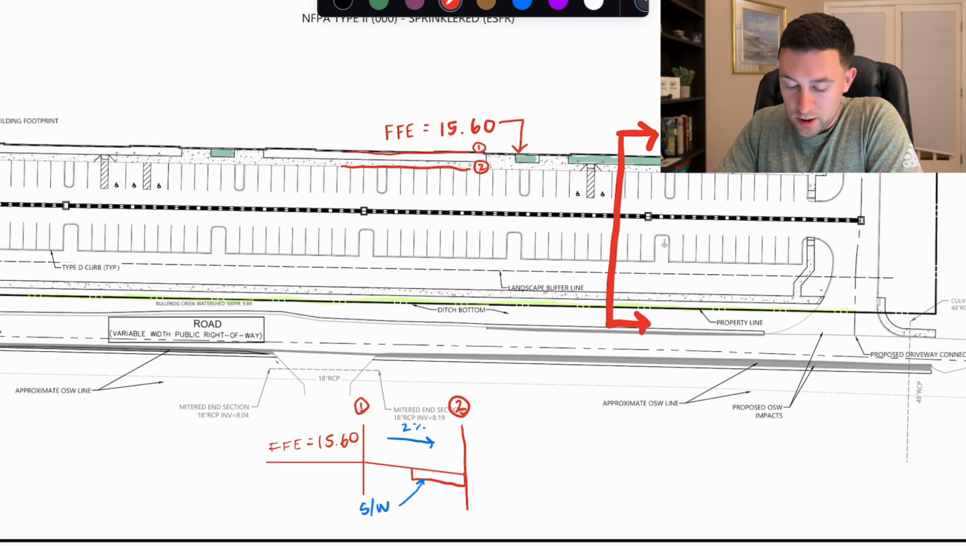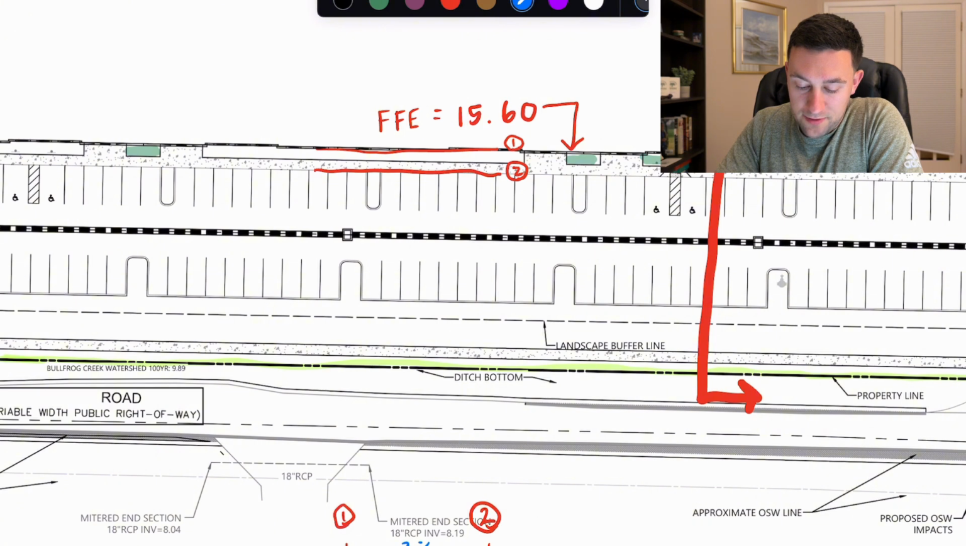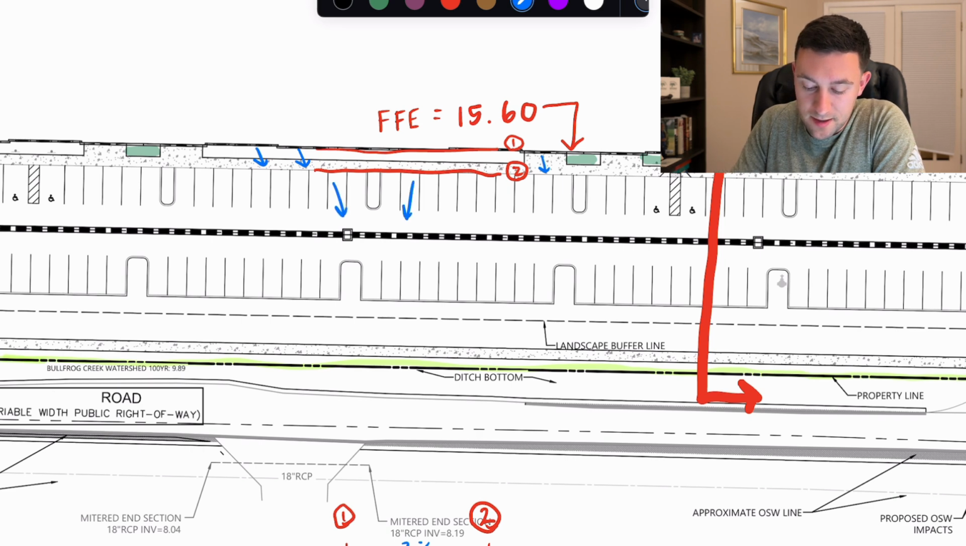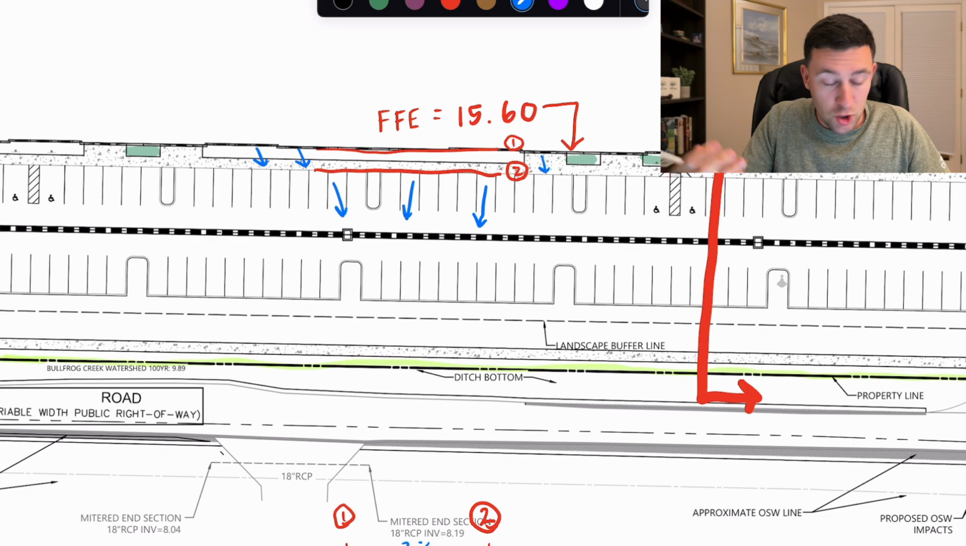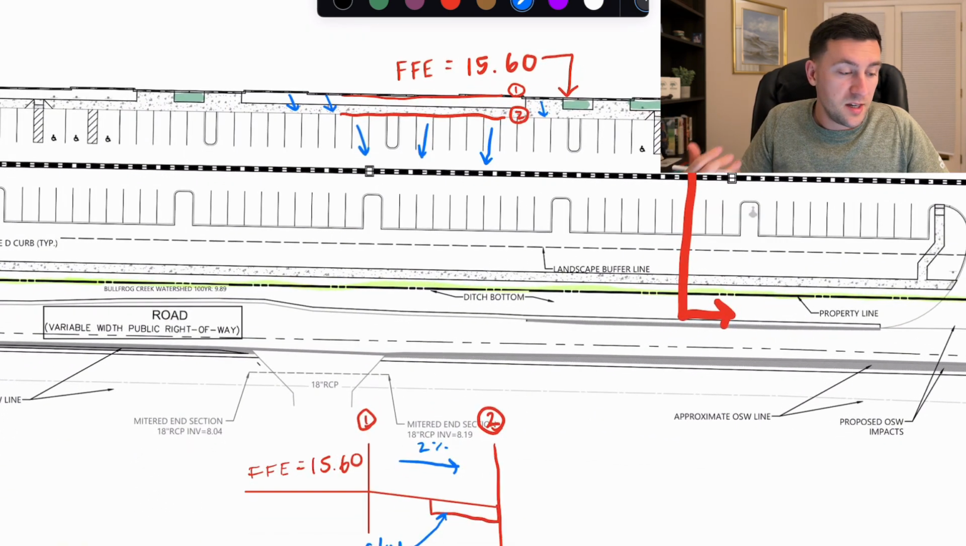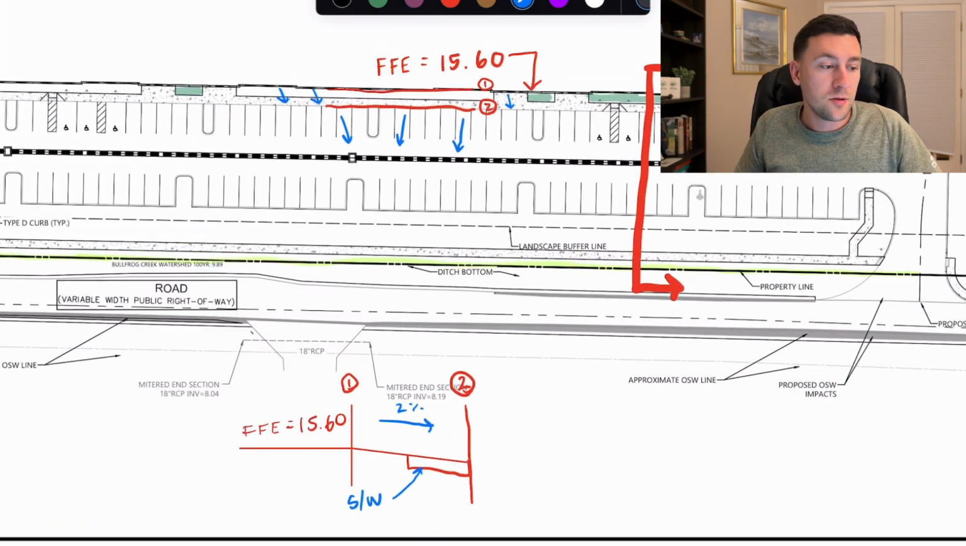Now we can actually start coming up with some different grades here because we know that at the building is 15.6. And if we're sloping away 2%, and that's 10 feet, well, 2%, 10 feet, that's a drop of 0.2. An easy way to do that is do 0.02 times 10, and you get a 0.2 drop. So that elevation is 15.4.